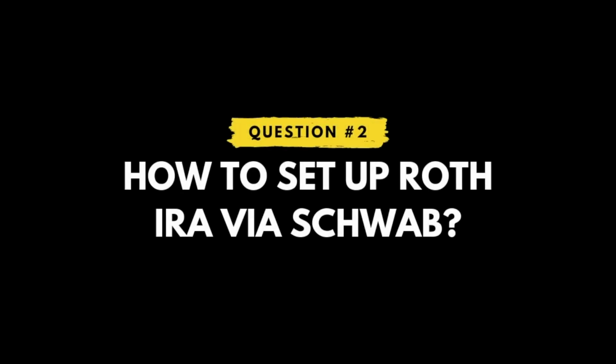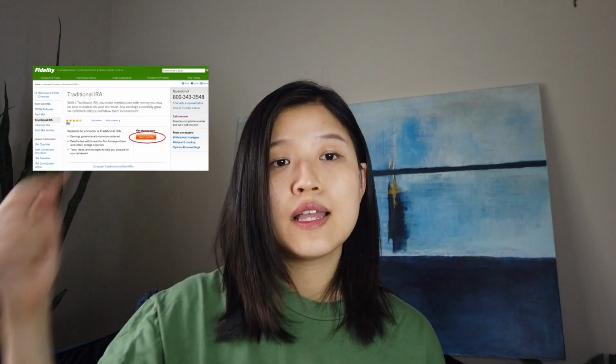Now, if you understood what Roth IRA is, let me show you guys how to set it up online, step by step via the Charles Schwab brokerage platform. And I'll make sure I put up some screenshots down in my description box so you can check out how to set it up with other brokers including Vanguard and Fidelity.